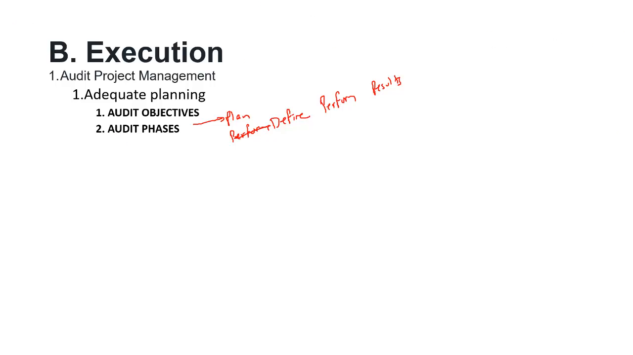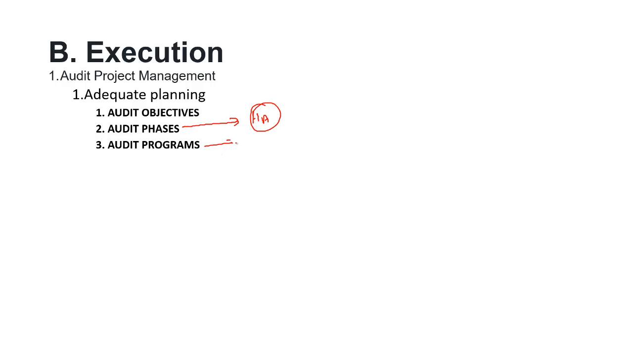In order to define these audit phases in detail, the next thing is the audit program. So what is the audit program? An audit program is a step-by-step set of audit procedures and instructions that should be performed to complete an audit. Phases are the high-level activities, whereas audit programs are the detailed step-by-step process.